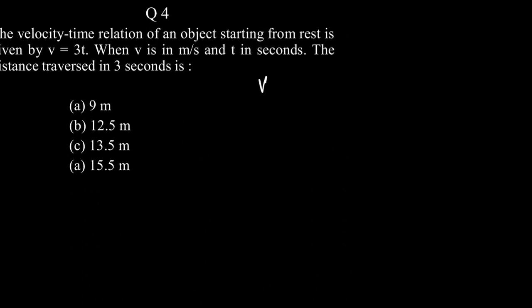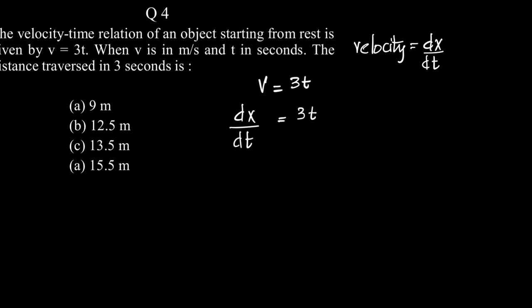What is given? It is given that v is equal to 3t, right? What is v? V is velocity. Now, what is velocity? Velocity is the rate of change of displacement. So we have dx by dt, in which case v can be replaced by dx by dt, which is equal to 3t, which further leads to dx is equal to 3t dt. And since this is in the variable separable form, this can be integrated on both sides, right?